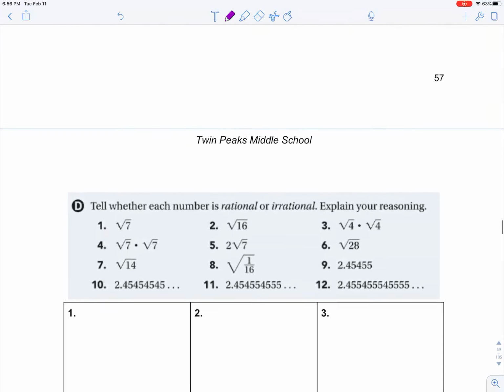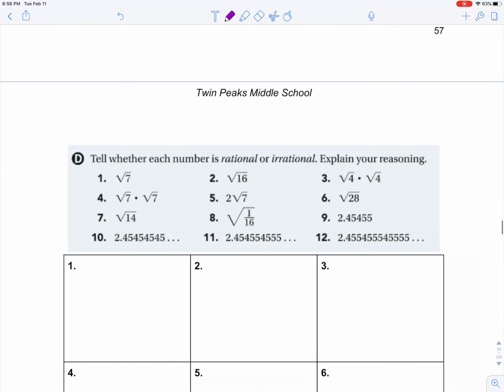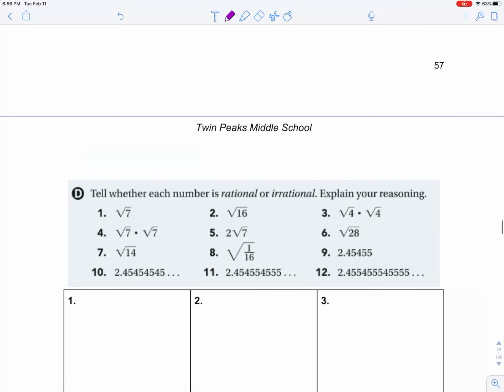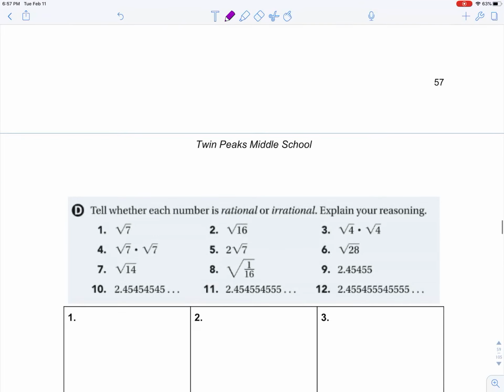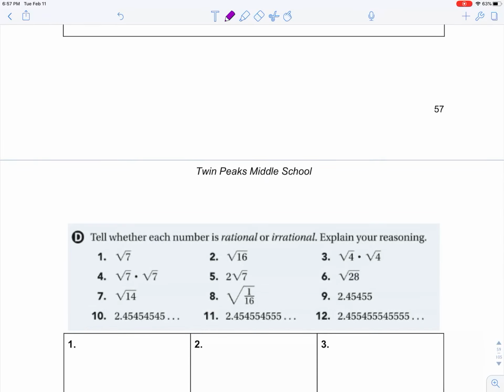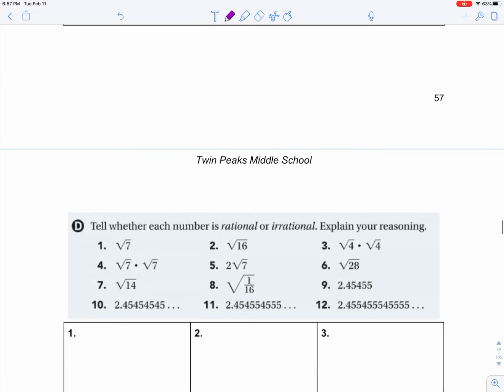Okay, let us continue on to our last page here. So the directions say to tell whether each number is rational or irrational, and to explain your reasoning. I'm going to walk through maybe 2 of these with you guys. Okay, then I expect you guys to finish off the rest on your own. Okay, so to save your hands from cramping, you can abbreviate rational as R. Okay, and irrational, we're not going to use I because I is something else in math, so we're just going to say IR for irrational.